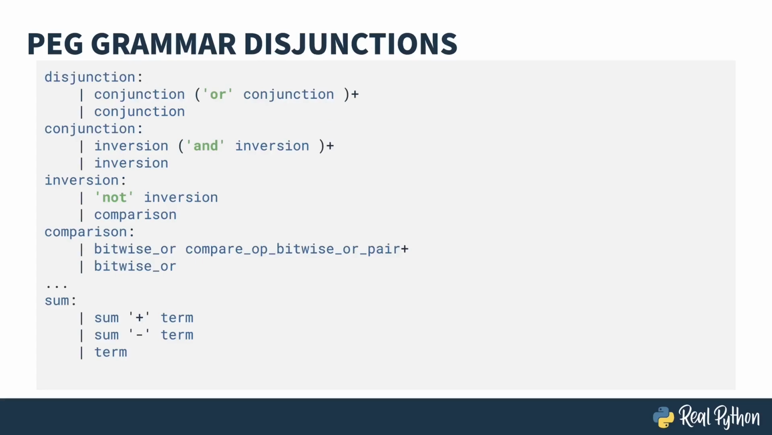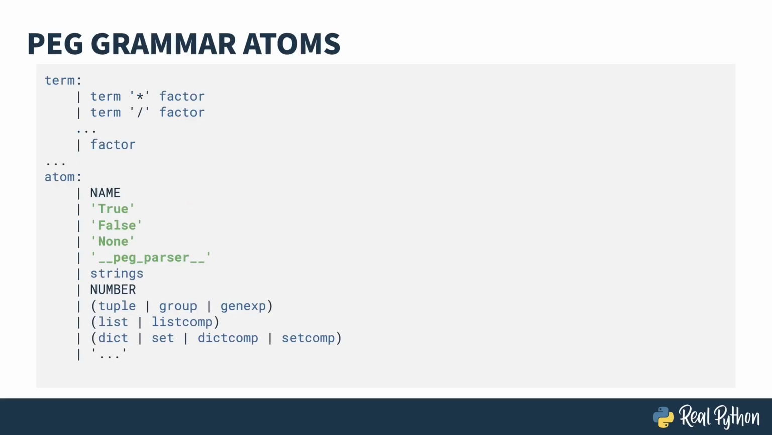Continuing further into the grammar, you can see definitions for a disjunction. And the disjunction is comprised of conjunctions. Conjunctions are comprised of inversions. Inversions are comprised of inversions or comparisons, and this definition just keeps drilling down. Further down, you get into the concept of terms. Moving on, you'll see that a term consists of a term and certain kinds of operators. This is where you can start seeing things like multiplication and division.